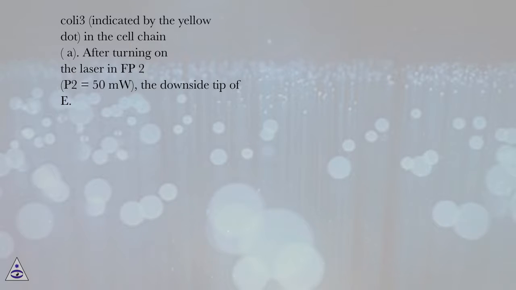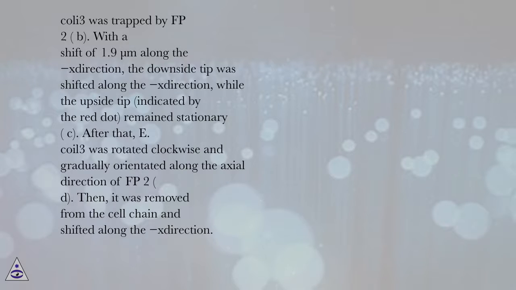After turning on the laser in FB2, P2 equals 50 milliwatts, the downside tip of E. coli 3 was trapped by FB2. B. With a shift of 1.9 μm along the minus direction, the downside tip was shifted along the minus direction, while the upside tip, indicated by the red dot, remained stationary. C. After that, E. coli 3 was rotated clockwise and gradually orientated along the axial direction of FB2. D. Then, it was removed from the cell chain and shifted along the minus direction.